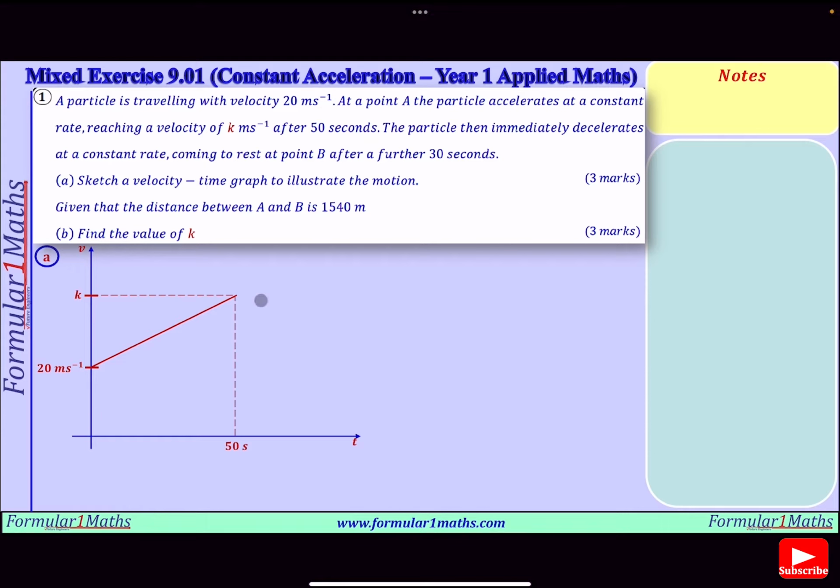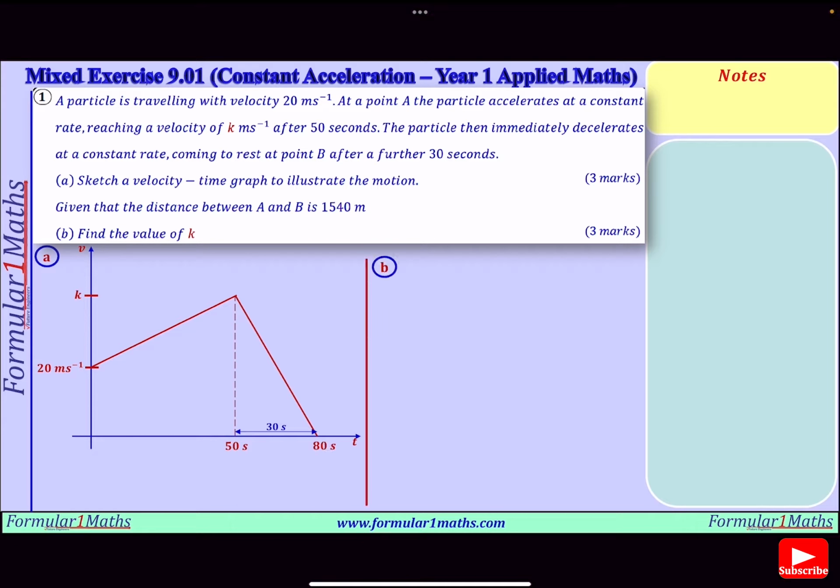It then decelerates from k meters per second to rest, where the velocity is 0 meters per second, in 30 seconds. So we have this, and the time is 30 seconds. That makes the whole journey 80 seconds, because 30 seconds plus 50 seconds is equal to 80 seconds.